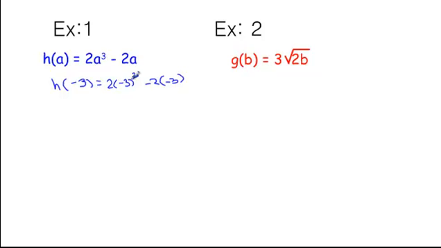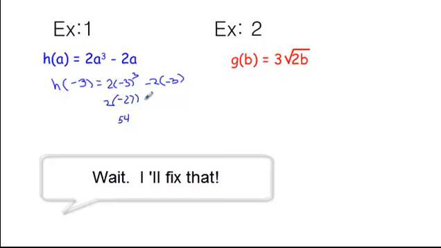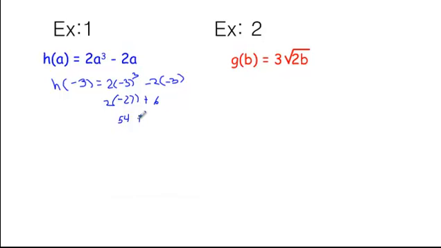So I'm going to take the negative 3 and cube it. Negative 3 times negative 3 is negative 9. Excuse me. Negative 3 times negative 3 is 9. Times another negative 3 is negative 27. So 2 times negative 27 is going to be positive 54. And then minus a negative, minus a negative. Okay, it's going to be positive. Plus 6.